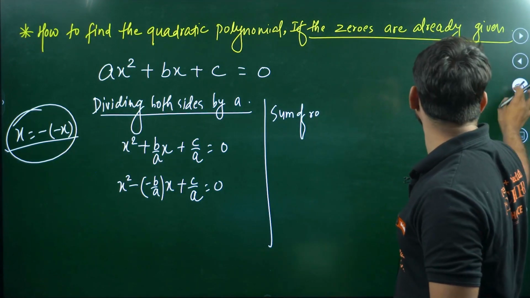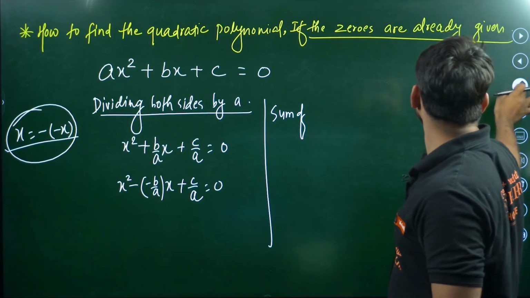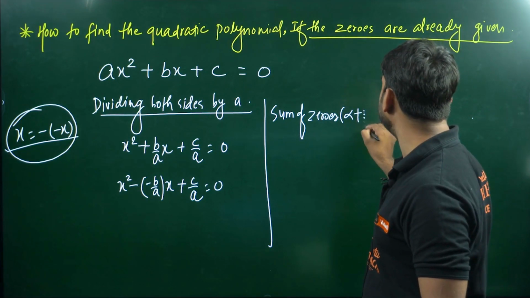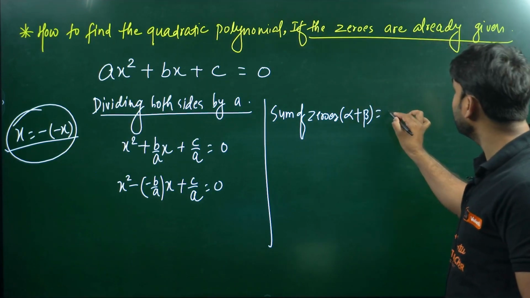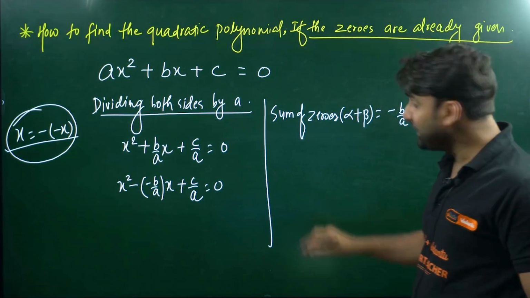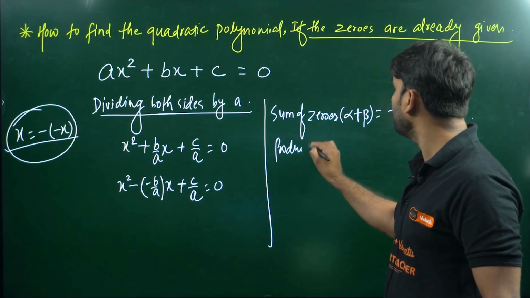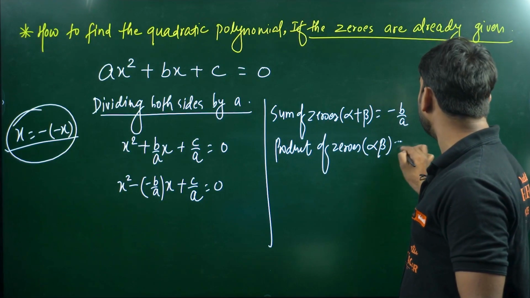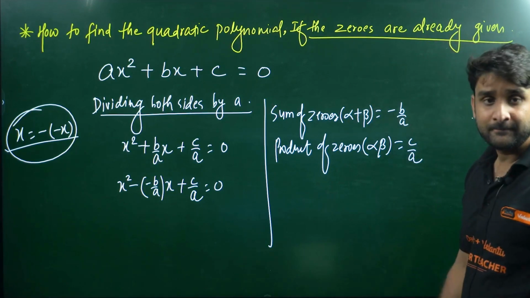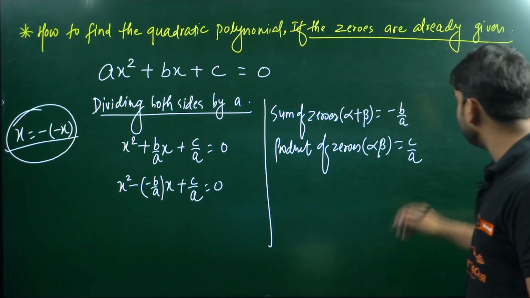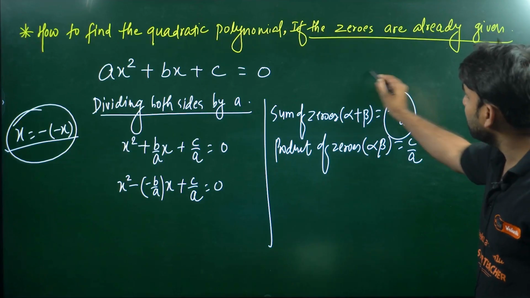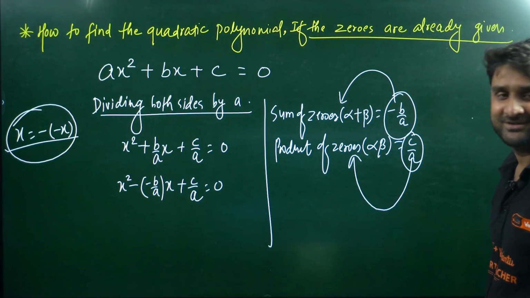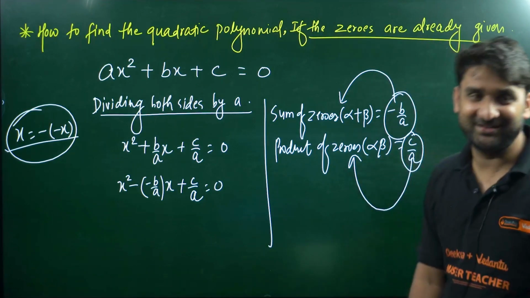If you remember, the sum of zeros, alpha plus beta, for any quadratic polynomial is equal to minus b by a, right? And the product of zeros, alpha into beta, is equal to c by a. So we can verify, this is minus b by a. Minus b by a can be replaced by the sum of zeros, and c by a can be replaced by the product of zeros. Wow, sir, this is magic.